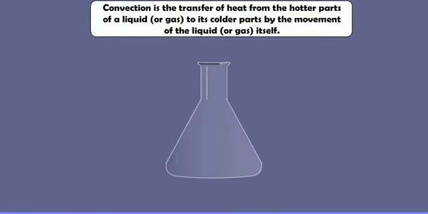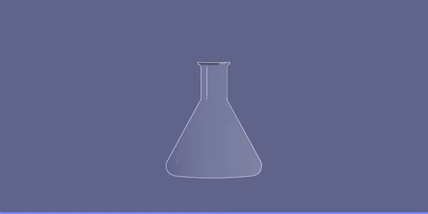Convection is the transfer of heat from the hotter part of a liquid or gas to its colder parts by the movement of the liquid or gas itself. We can see the path of convection currents of hot and cold water taking place during the heating of water by dropping a crystal of a colored substance called potassium permanganate into the water to color it.